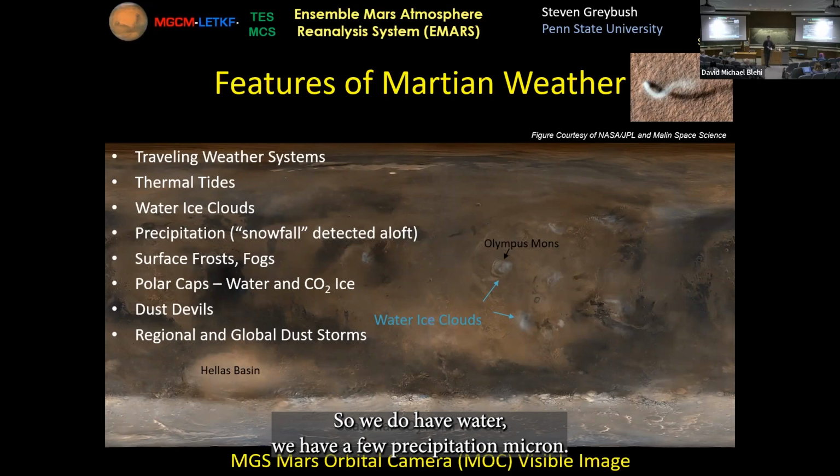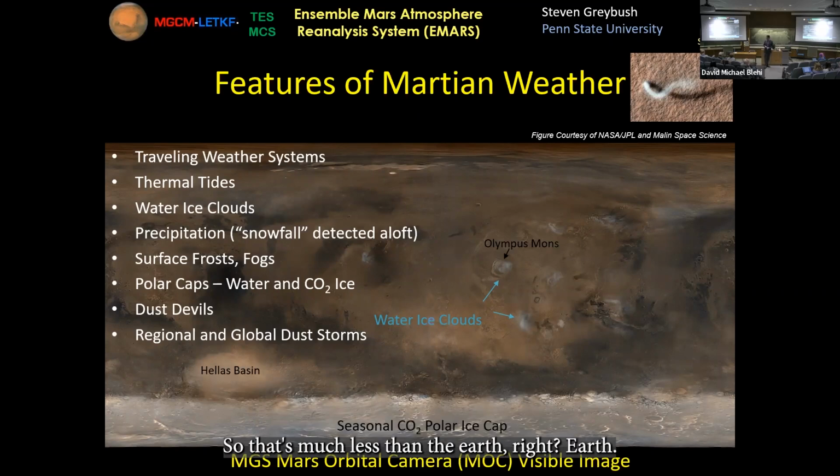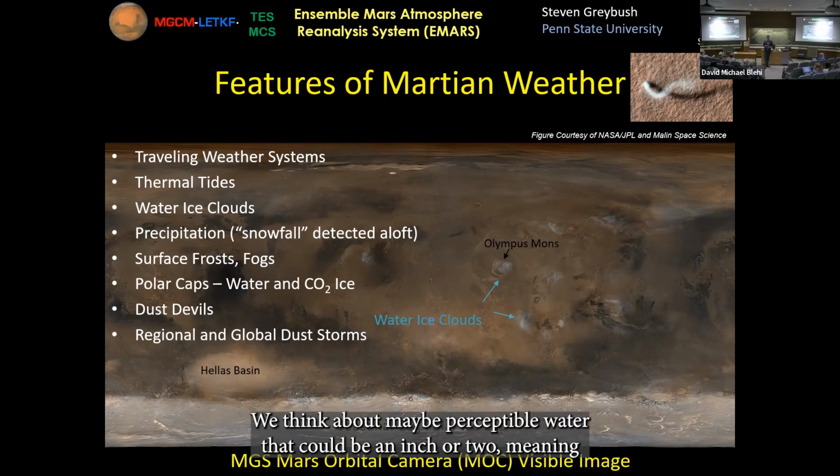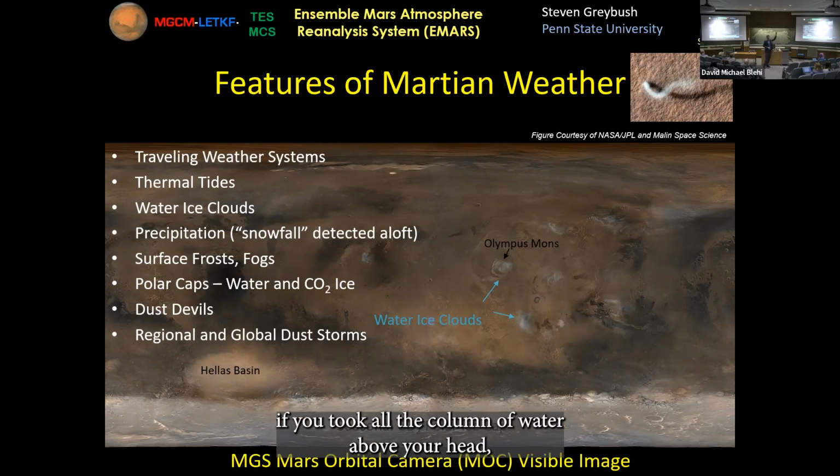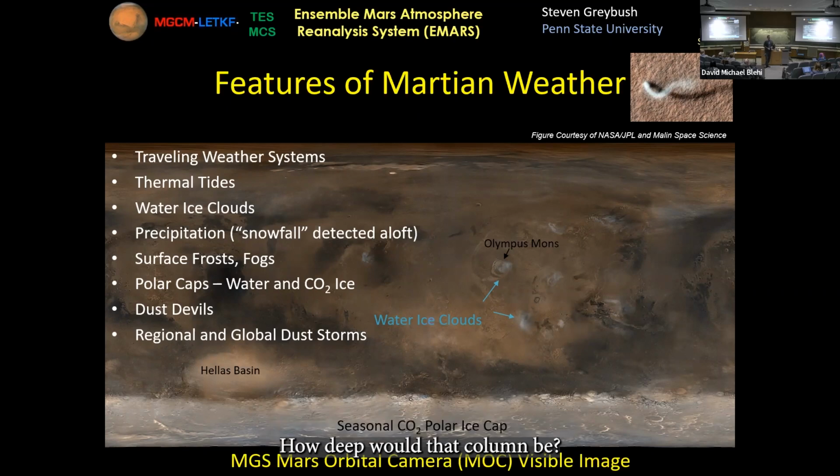So we do have water. We have a few precipitable microns. So that's much less than the Earth, right? On Earth, we think about maybe precipitable water that could be an inch or 2, meaning if you took all the column of water above your head, all that water vapor, you forced it to condense and rain out, how deep would that column be? Okay, so a little bit of water, but not a lot in Mars in the atmosphere.